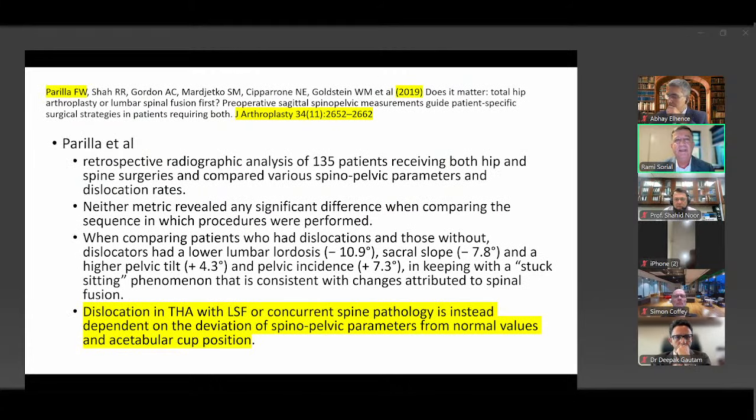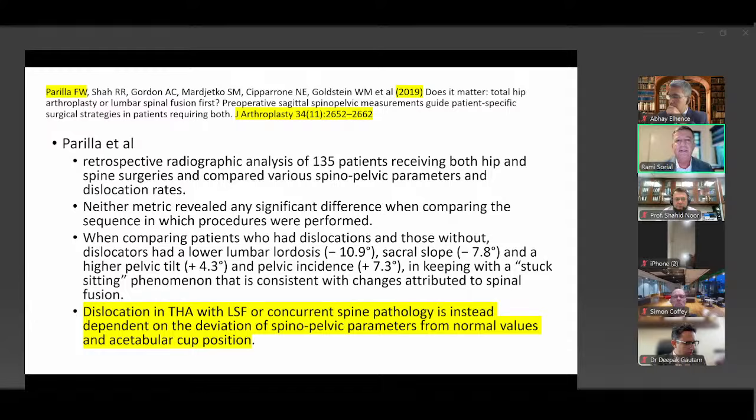This paper by Perilla in 2019 in the Journal of Arthroplasty, a retrospective radiographic analysis of 135 patients receiving hip and spine surgeries, compared various spinopelvic parameters and dislocation rates, looking at the metrics of whether there's a significant difference if you do the hip first or the spine first, which sequence makes a difference.